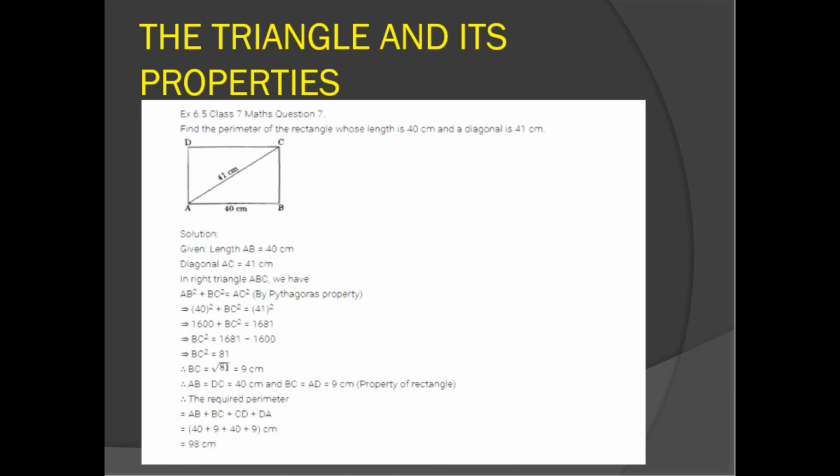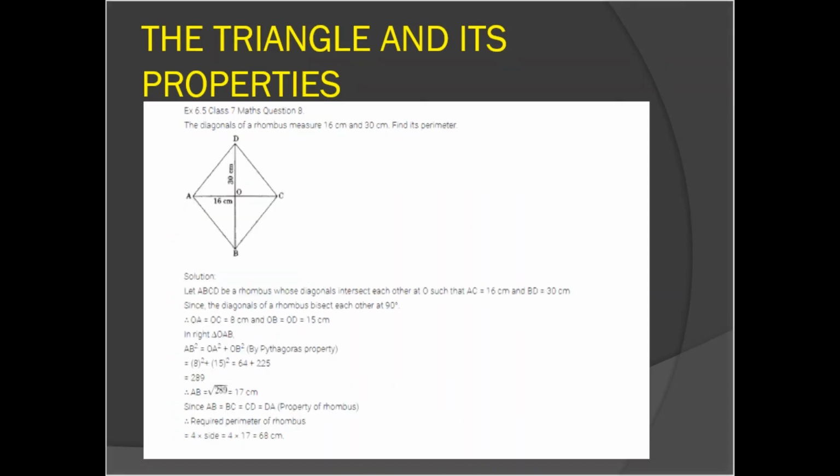So BC square is equal to 1681 minus 1600, that is equal to 81. So BC is under root 81, that is 9 centimeter. AB is equal to DC, equal to 40 centimeter. So the required perimeter is AB plus BC plus CD plus DA, that is 40 plus 9 plus 40 plus 9, equal to 98 centimeter.